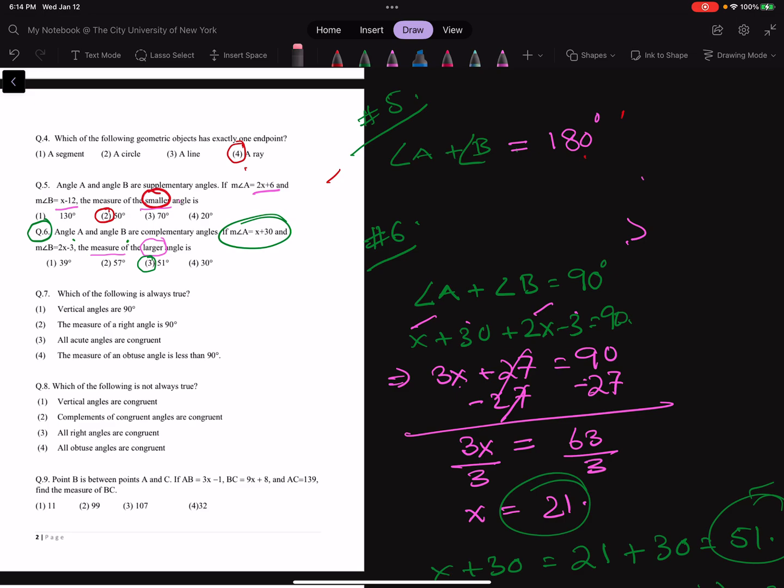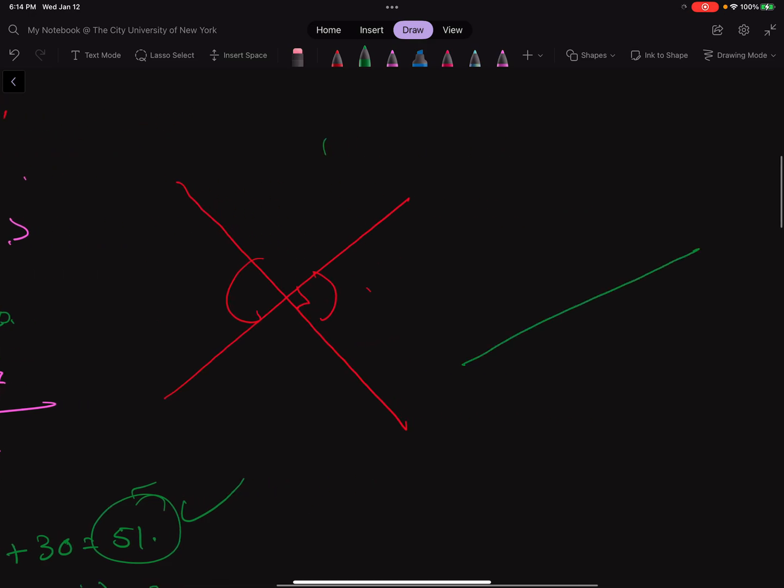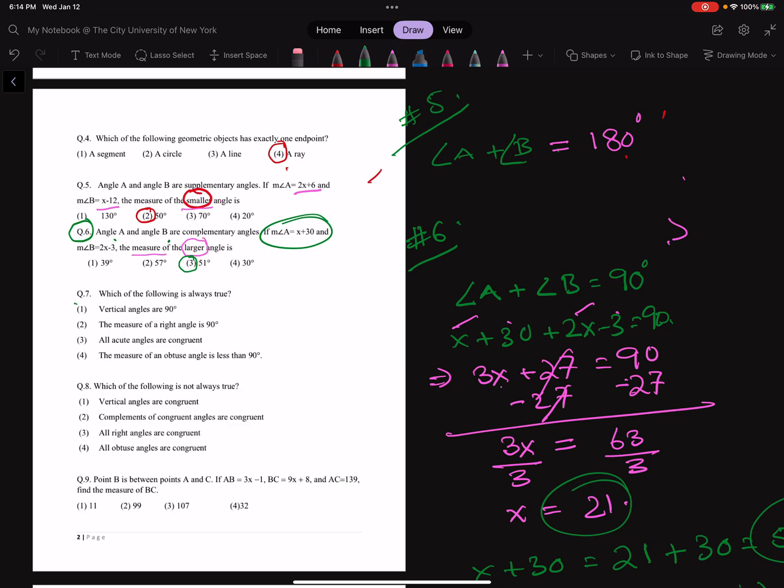Vertical angles are 90 degrees. So it's always good to review what is a vertical angle. So a vertical angle can be 90 degrees if they intersect each other perpendicularly. Okay, so this is 90, this is 90. But is it always true? If the vertical angle, intersecting thing, if they are like this, none of them are 90 degrees. So we say it's not always true. So it's gone. The measure of a right angle is 90. You got it. Okay? Because a right angle is always 90. You don't have to look at the other choices.